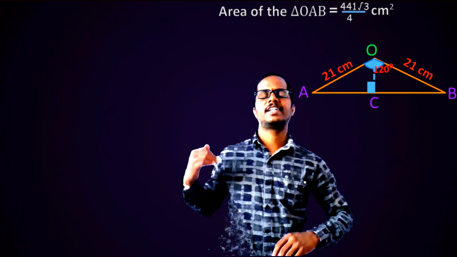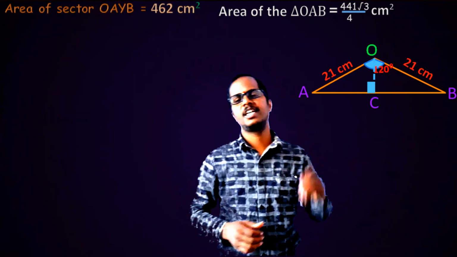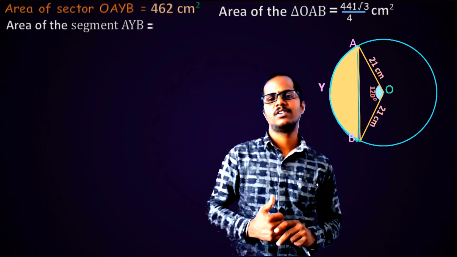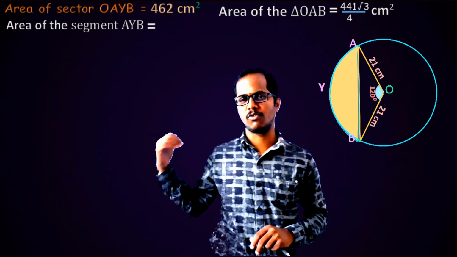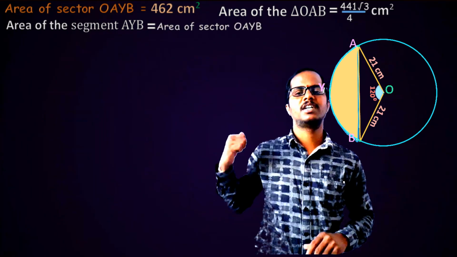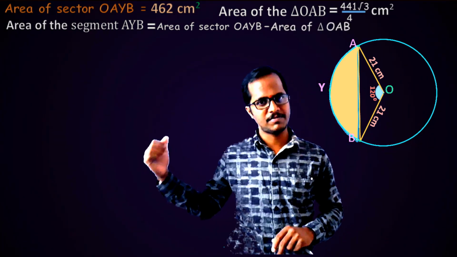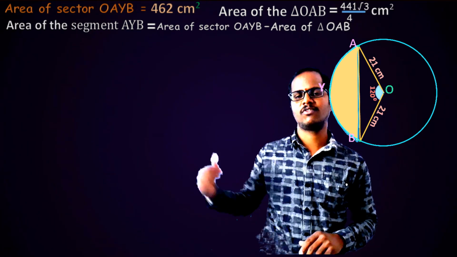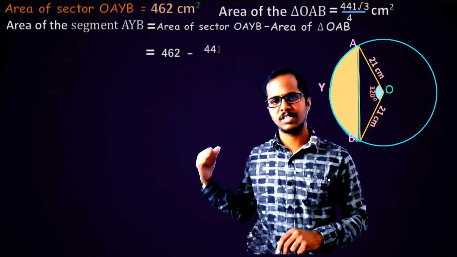Now we have the area of the triangle, and also we have the area of the sector. Now we need to find the area of the segment AYB. So the area of the segment AYB equals, what we have to do? We need to subtract the area of triangle OAB from the area of the sector OAYB. So the area of the sector OAYB minus the area of the triangle OAB. So let's substitute their values. What is the area of the sector OAYB? It is 462 centimeters square. 462 minus the area of the triangle, 441 into root 3 by 4.